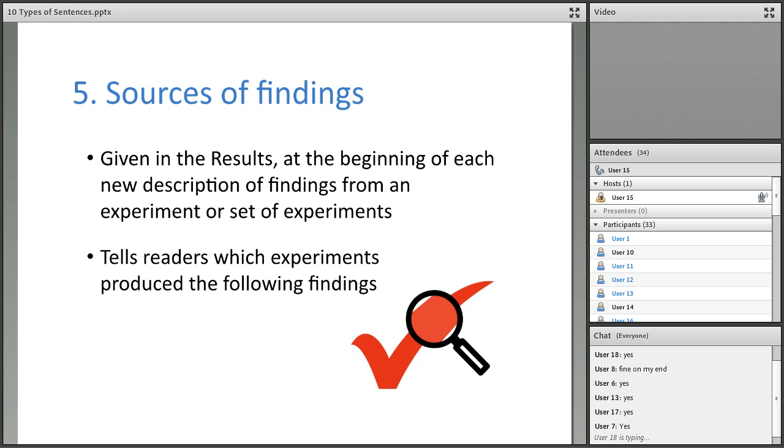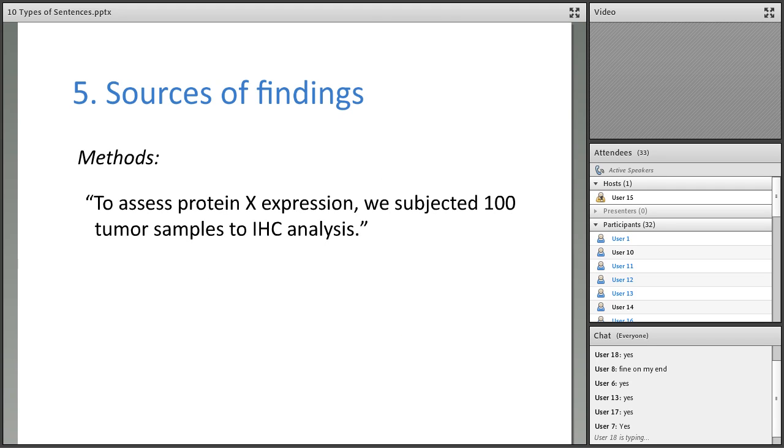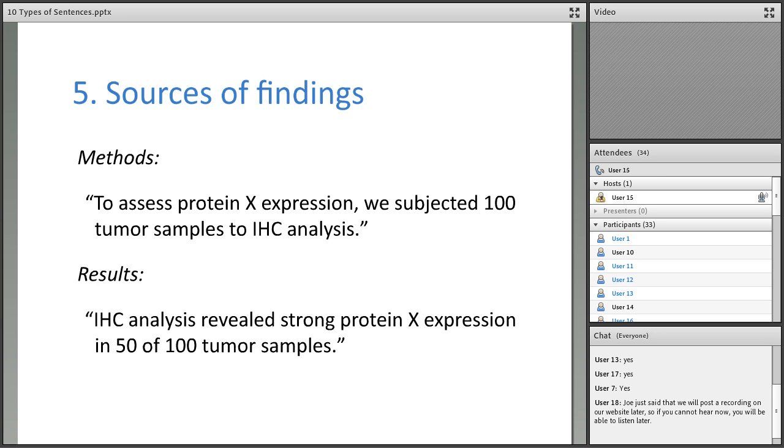Okay, so again, it's important to give the sources of your findings because it clues readers into the study design and it helps eliminate any potential for confusion. So if in the methods you say that to assess protein X expression, we subjected 100 tumor samples to IHC analysis, your results might read something like this.